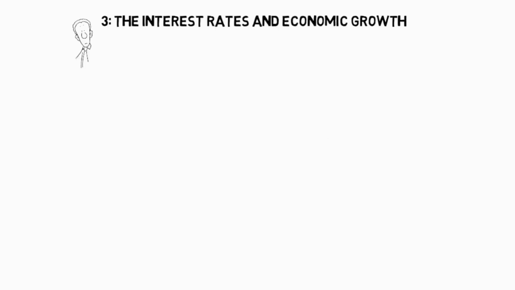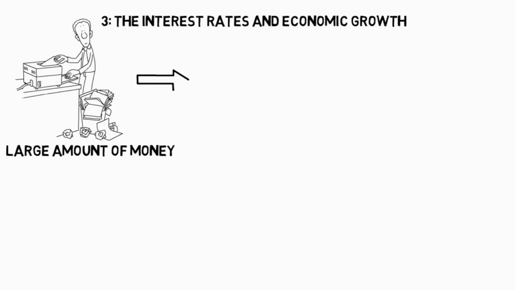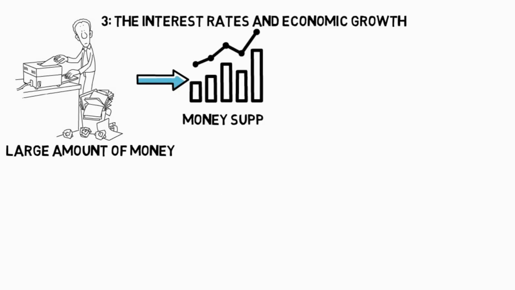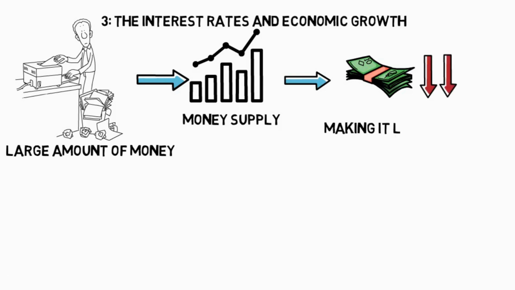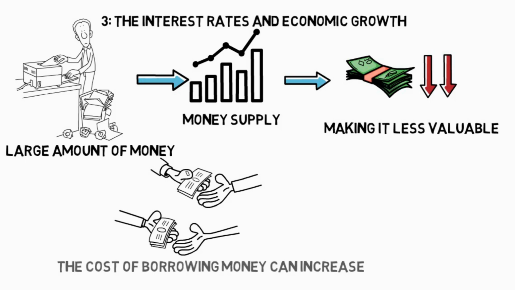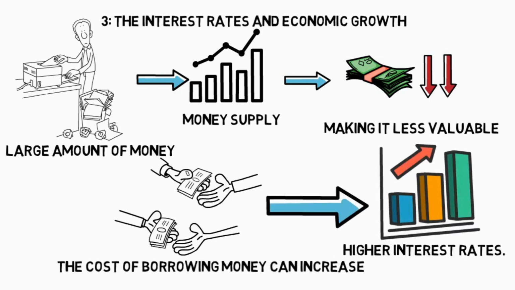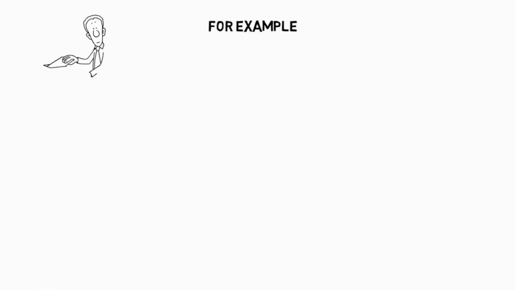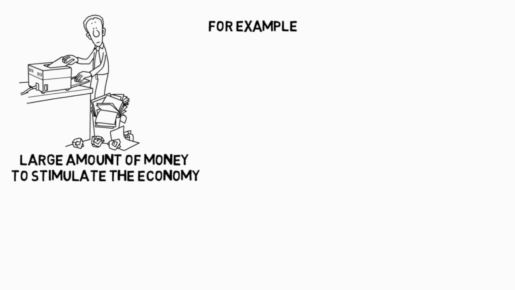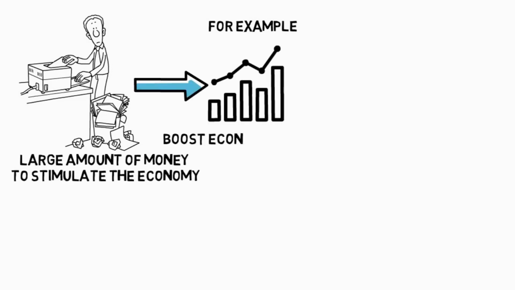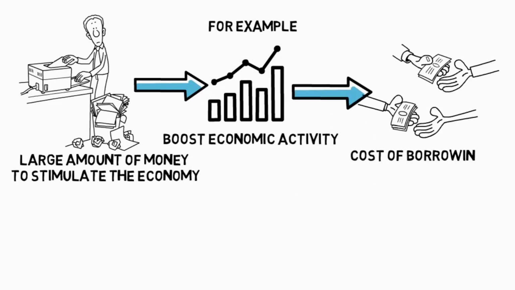When a government prints a large amount of money, it can lead to an increase in the money supply. This can cause the value of the currency to decrease, making it less valuable. As a result, the cost of borrowing money can increase, leading to higher interest rates. For example, let's say the government prints a large amount of money to stimulate the economy. This might initially boost economic activity, but it can also lead to an increase in the cost of borrowing.